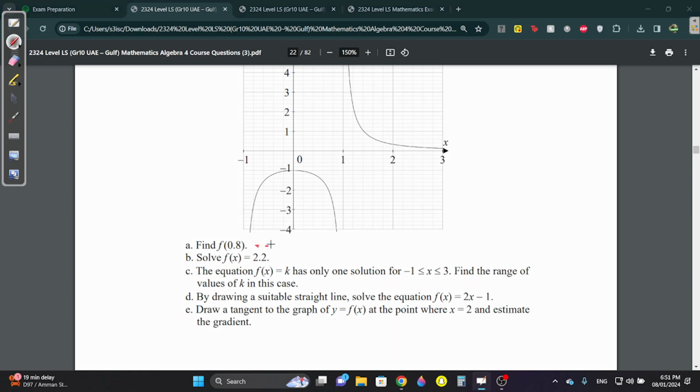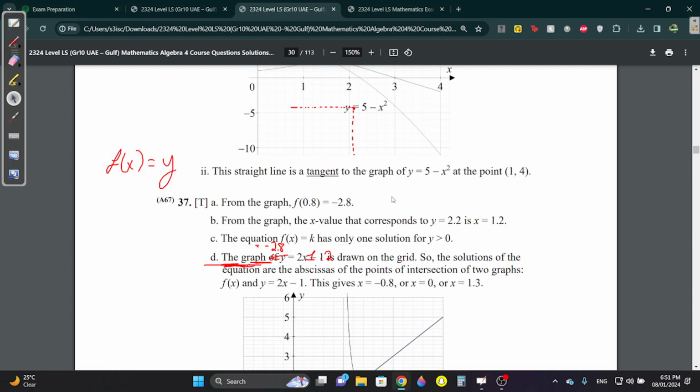So this one we said was negative 2.8. Okay, f of x equals 2.2. Whenever we say f of x equals something, this something is always the y. So they're saying when is the y 2.2? So you go up, 2.2 is over here. Where does it cut the graph? It cuts the graph over here, which is at 1.2. Let me make sure of this. It cuts the graph at 1.2.